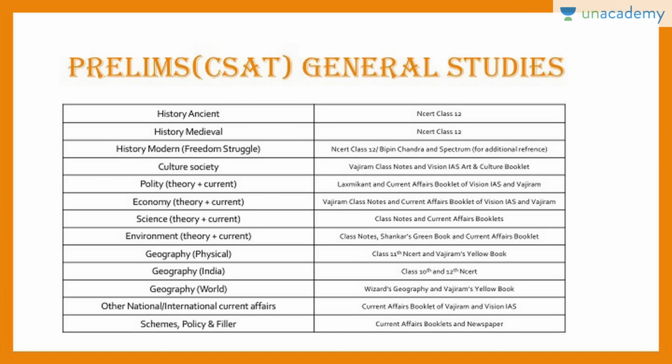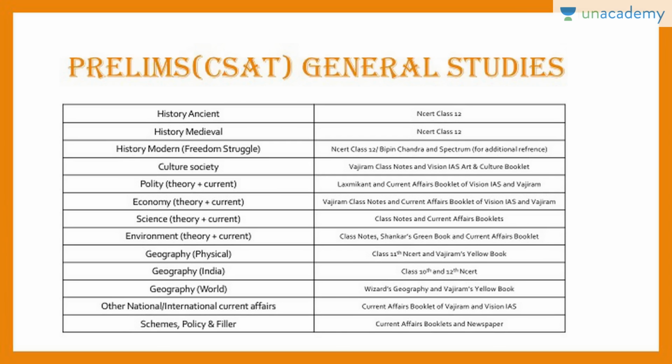If we talk about art and culture, I think that's one thing which scares everybody, because there's no one source. And the only good thing is that nobody is well-versed in art and culture, so we're all at the same level. What I did for art and culture, at Vajiram, some class notes were given. They are easily available in the market, so you could consult that. Vajiram has also come out with a booklet on art and culture, and the first 100 pages are good for reference.